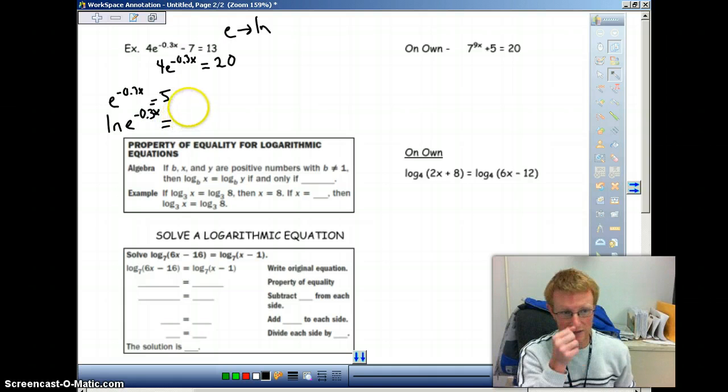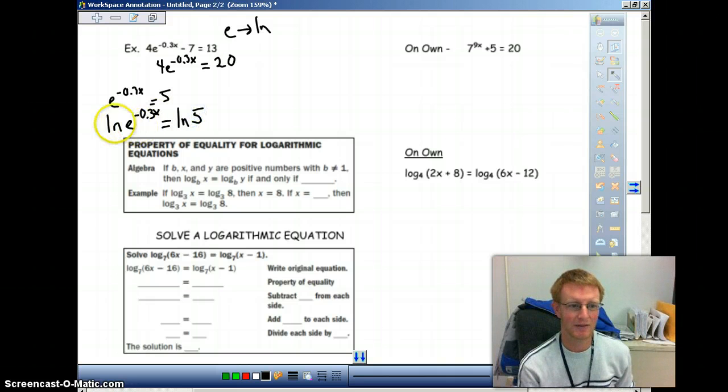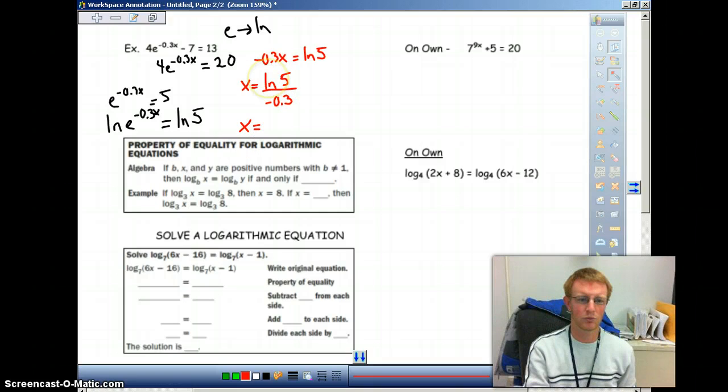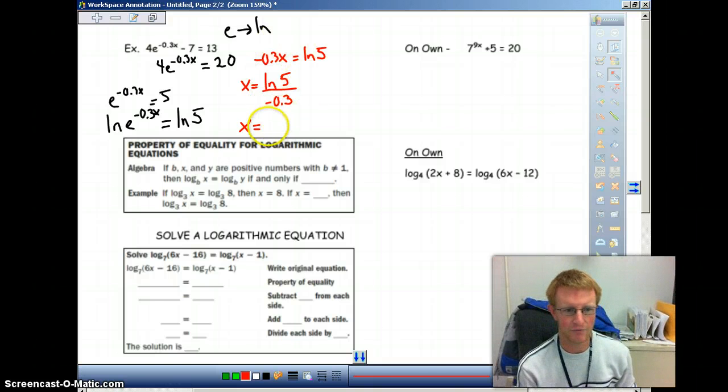So we have natural log of e to the negative 0.3x equals the natural log of 5. Again, the natural log and e cancel out. So we are left with negative 0.3x equals the natural log of 5. So all we have to do is divide both sides by negative 0.3. So we have x equals the natural log of 5 divided by negative 0.3, and you can put that right into a calculator, and you get x equals negative 5.365.